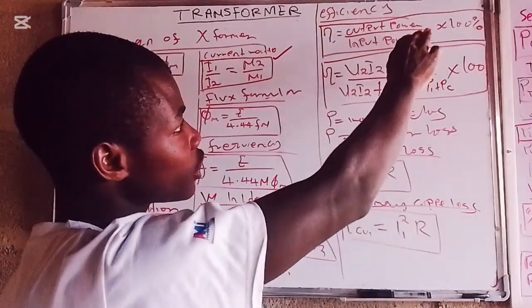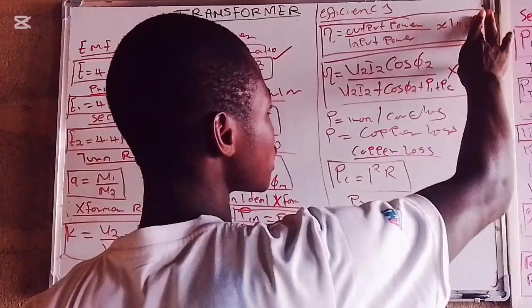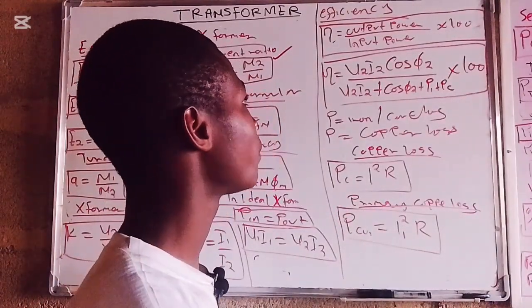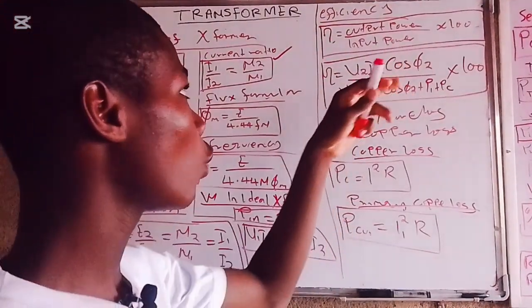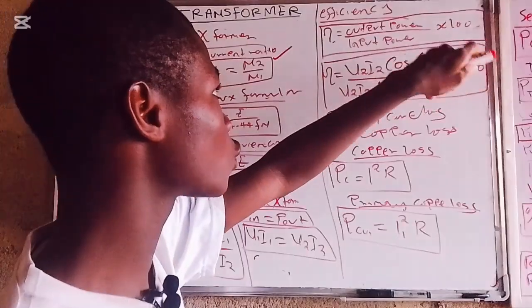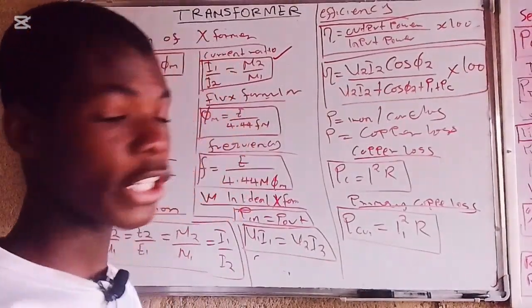And also we have the efficiency, the output over the input multiplied by 100. Sorry, this is 100. You will get the percentage of the efficiency. And also another efficiency, if you are not given the output, or let me say it is all the same, because we are talking about the output power over the input power.